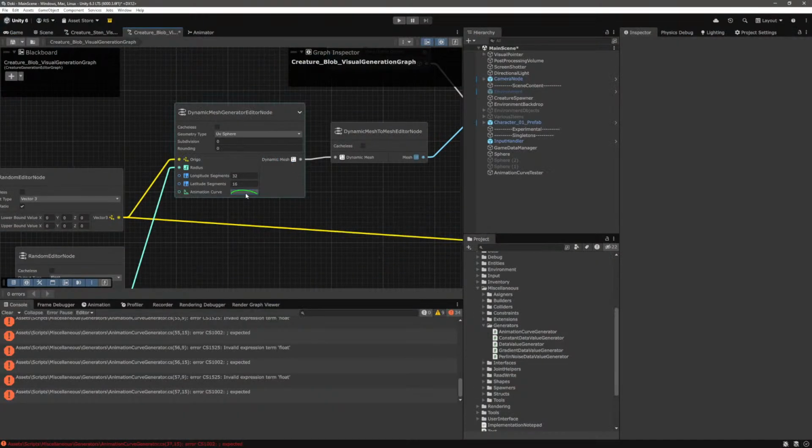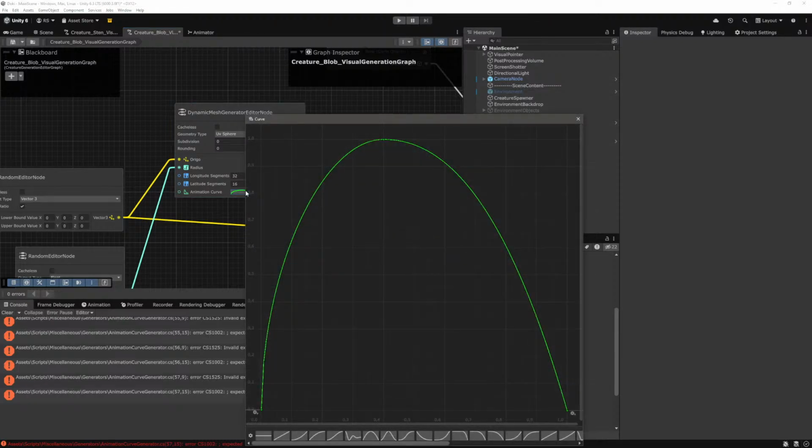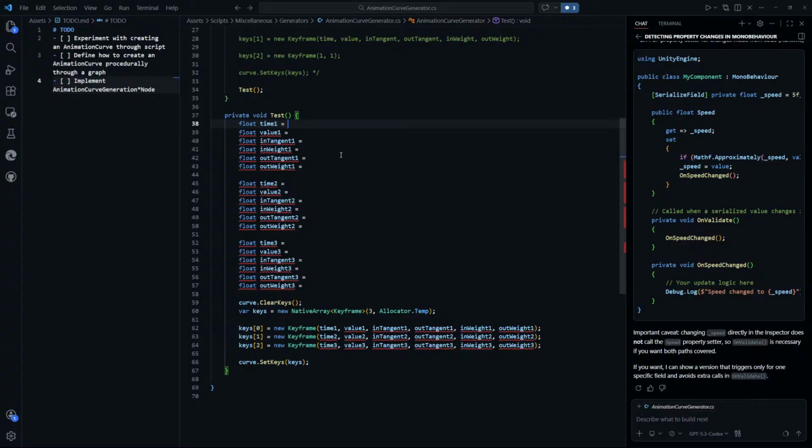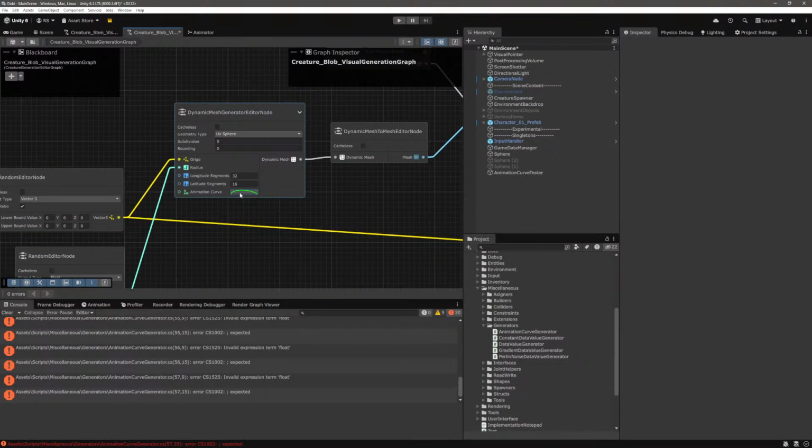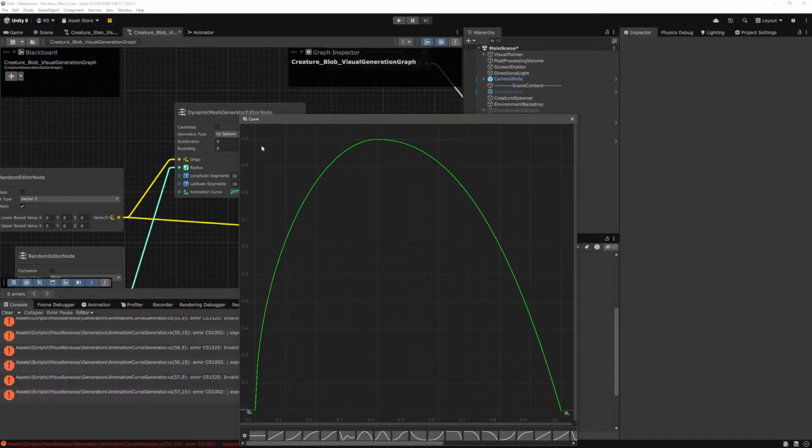But okay, so we want to create this one. So the first one, we're going to have it at time 0. It's going to have value 0. The intangent is straight up. No. The intangent is just 0, I think. The out tangent is straight up.